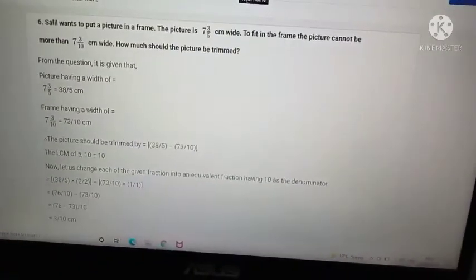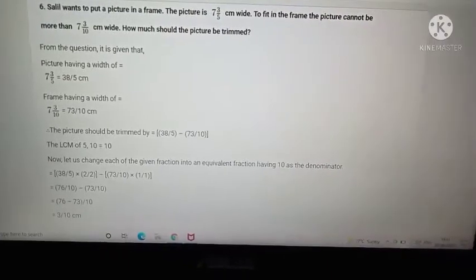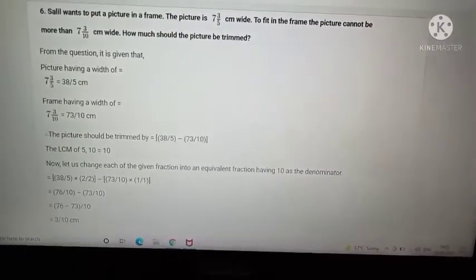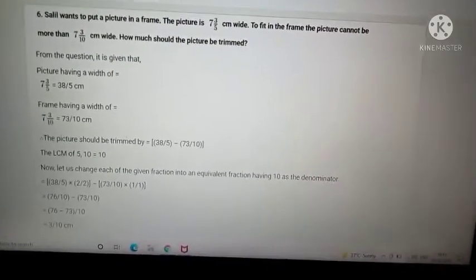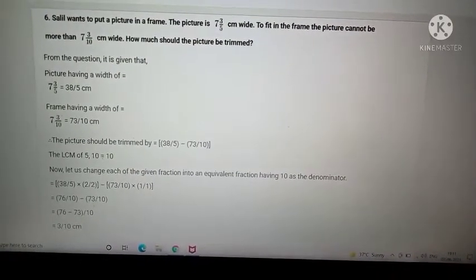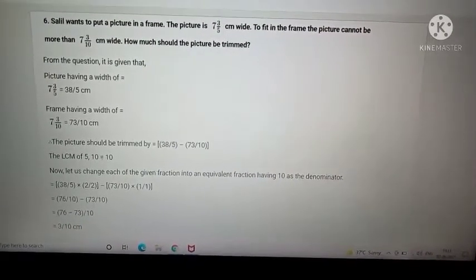Next question. Salil wants to put a picture in a frame. The picture is 7 and 3 by 5 centimeter wide. To fit in the frame, the picture cannot be more than 7 and 3 by 10 centimeter wide. How much should the picture be trimmed?